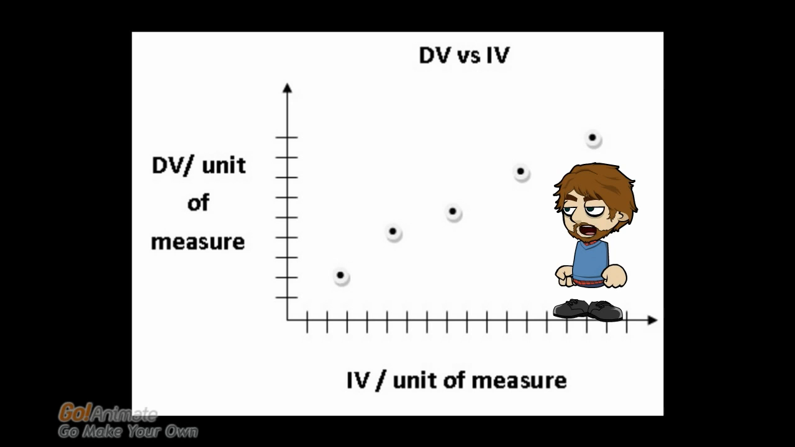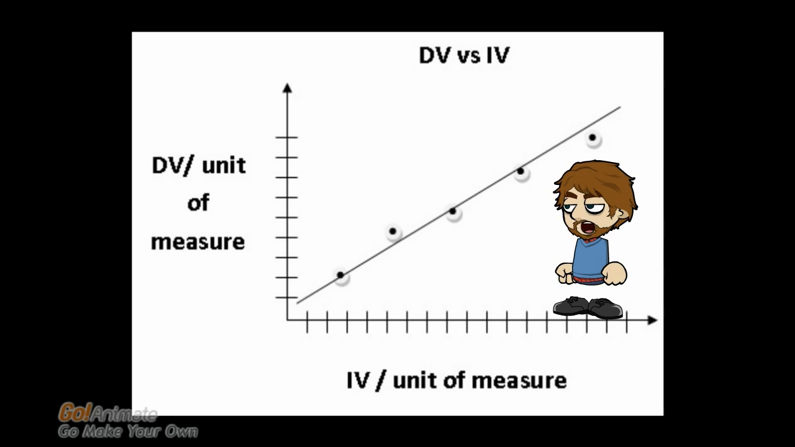These points look like they form a straight line. It's not perfect, but it looks straight. So, let's add a line to the graph. Notice that this is not a dot-to-dot line, but it shows the overall pattern of the data. This line is called the trend line. The trend line doesn't have to touch any of the points. It shows us that when the IV is increased, the DV will also increase. This is called a direct relationship.